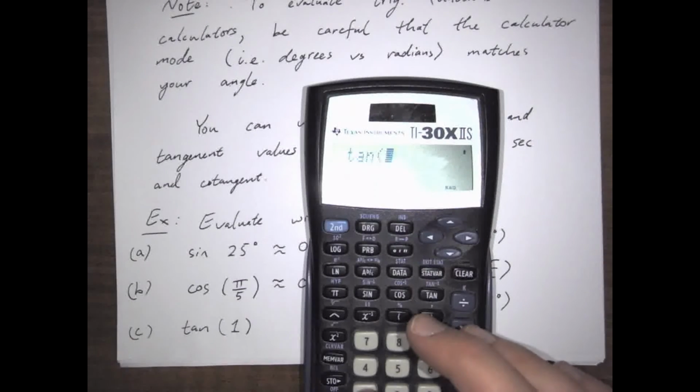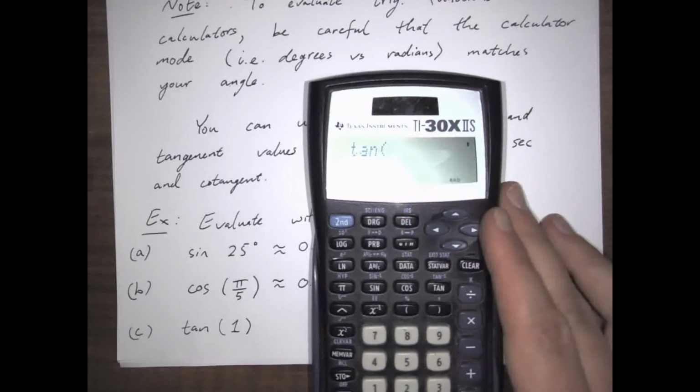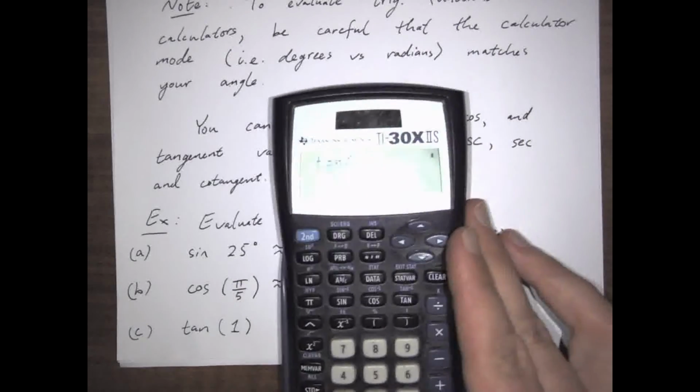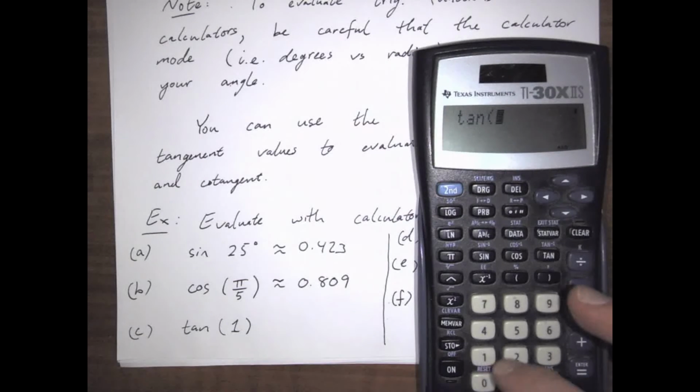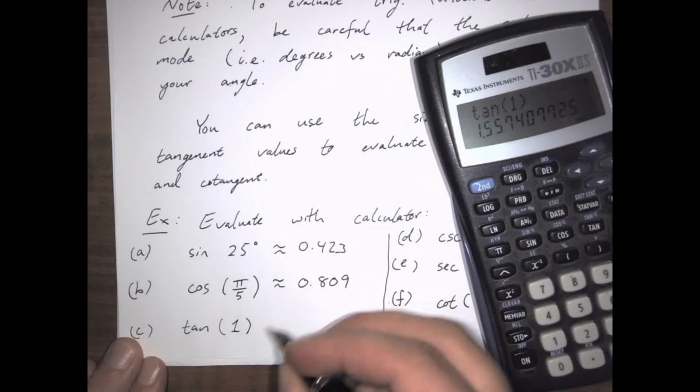Tangent of 1. Oh, wait a minute, make sure radians or degrees. It looks like it's in radians at the moment, so that's good enough for me. So tangent of 1. 1.557.